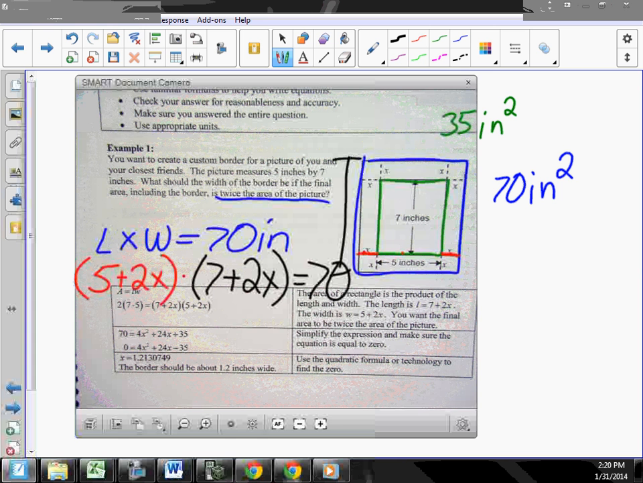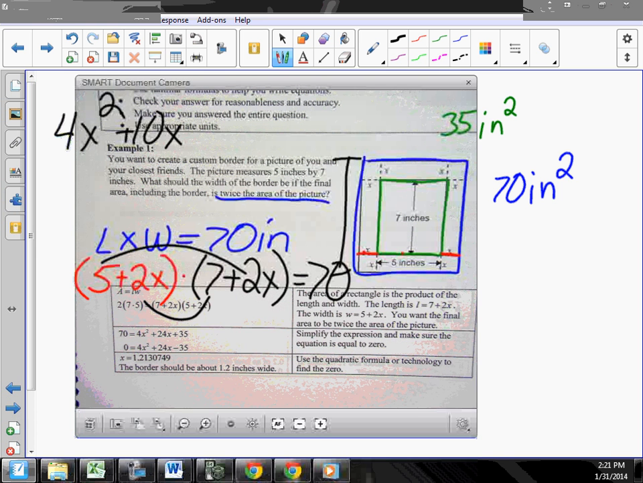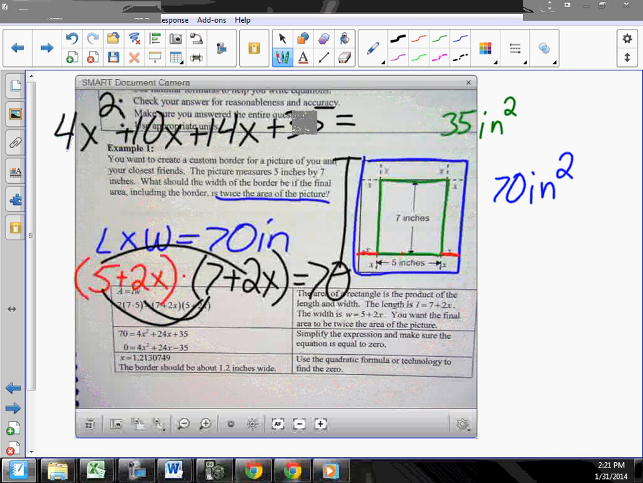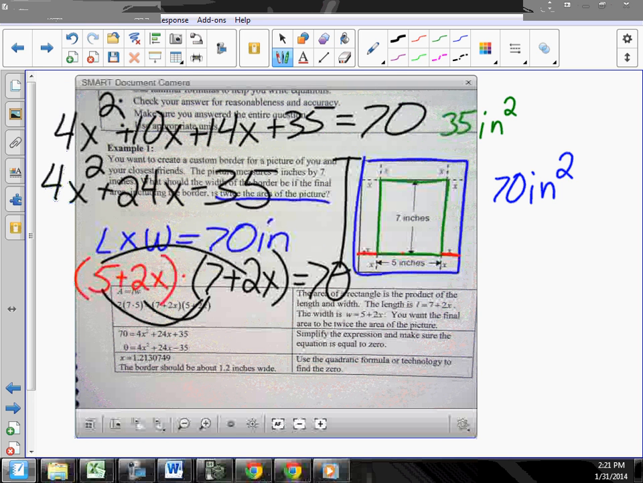We will, but we need to distribute first. So 2x and 2x is 4x squared. 5 and 2x is plus 10x. 2x and 7 is plus 14x. 5 and 7 is plus 35 equals 70. Combine like terms. 4x squared, 10 and 14 is 24x. Subtract this. Can I pull out a 4?